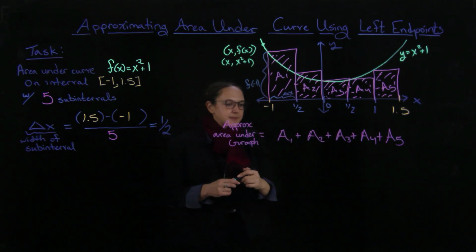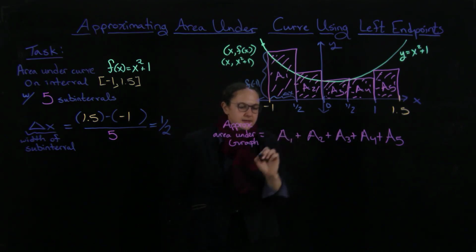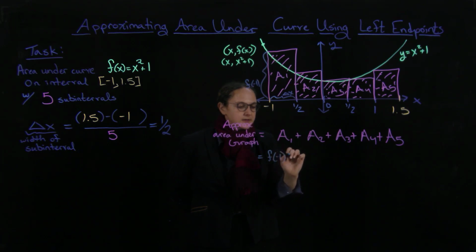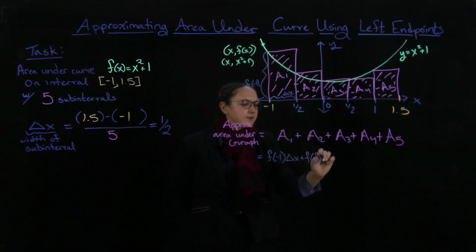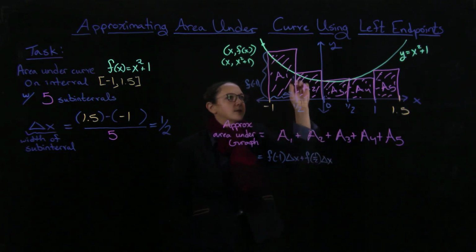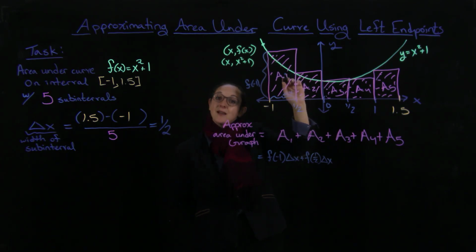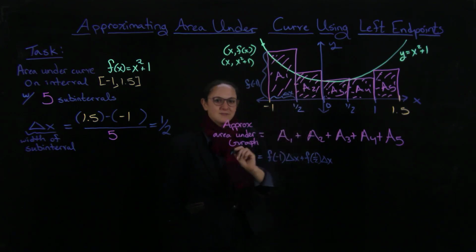So what I'm going to end up getting here is going to equal f of -1 times delta x plus, now I do it for that, f of -1/2, that's my height for that subinterval, right? I'm looking at this height here. Again, my y value, which is my height, comes from evaluating f at that point.